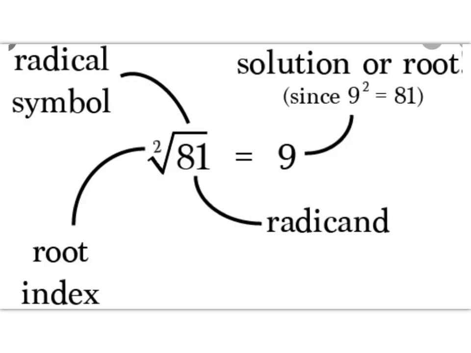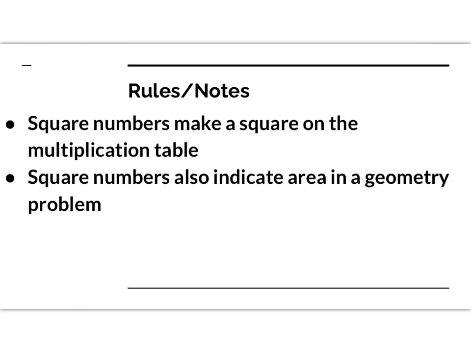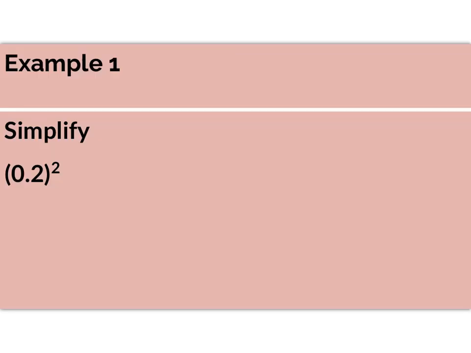Okay, some other symbols. This symbol called the radical symbol or the root. If no root is written in here, it's understood to be the second root or the square root. And so we're looking to break apart the square into individual arms. Some more rules and notes for you.